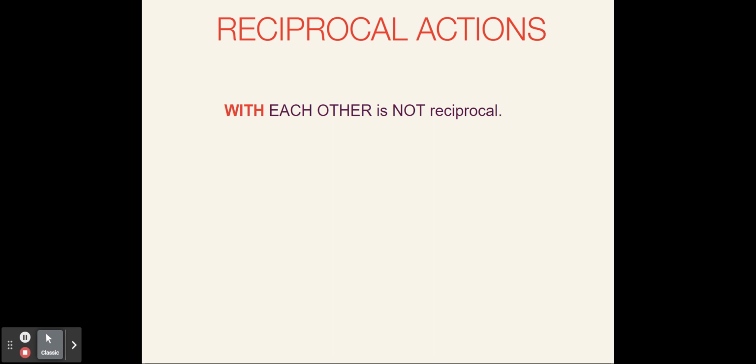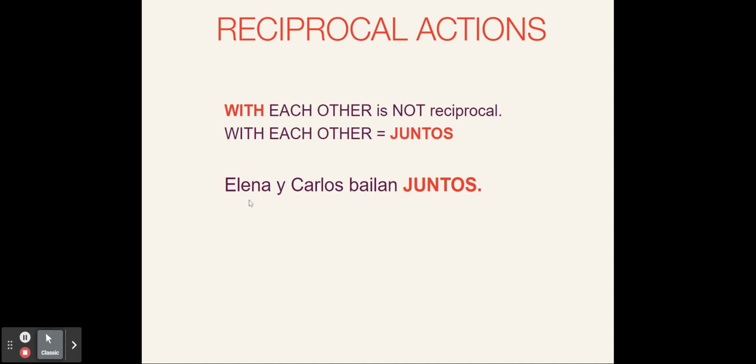Here, one more thing. When in English you want to say with each other, it's not a reciprocal. You are not going to use the pronouns that I just mentioned. Instead, there are a couple of ways of saying with each other. The most common is to use the word juntos. With each other equals juntos in Spanish. So, for example, Elena y Carlos bailan juntos. That means Elena y Carlos dance with each other.